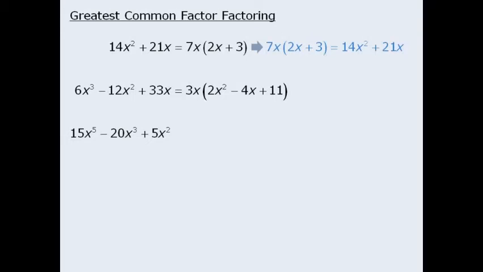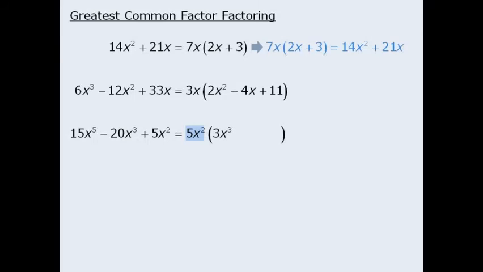To factor this next expression, we will first find the greatest common factor of 15, 20, and 5, which is 5. Next, the x's. These terms have at most x squared in common. So the greatest common factor of the three terms here is 5x squared. Now we must determine what goes inside the parentheses.